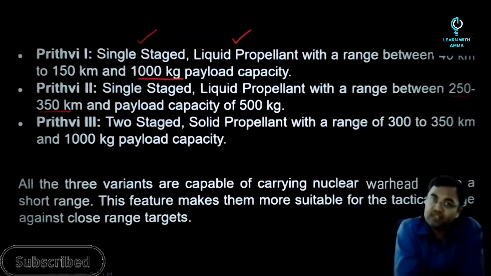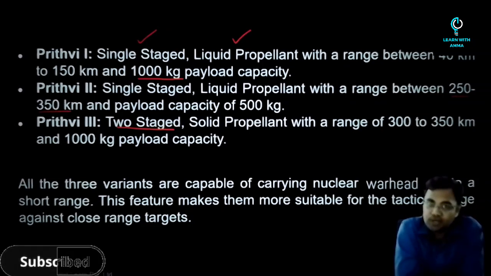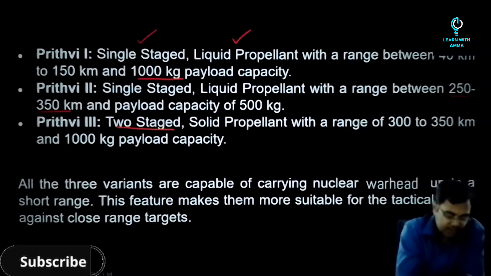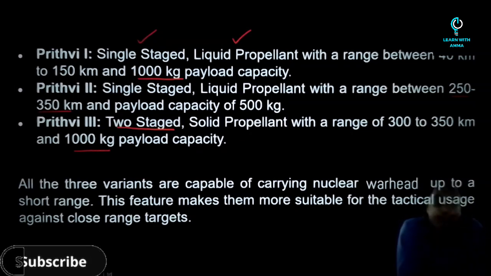When we talk about Prithvi 3, this is a two-stage missile. Please remember that this is two-staged solid propellant, range of 300 to 350 kilometers, and up to 1000 kg of payload capacity it has. So these are the three variants of Prithvi missiles.